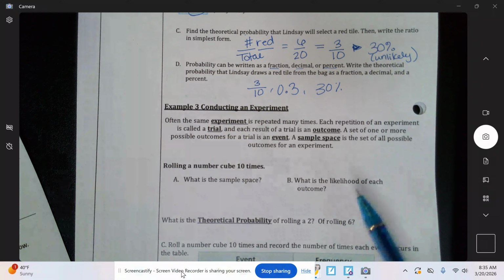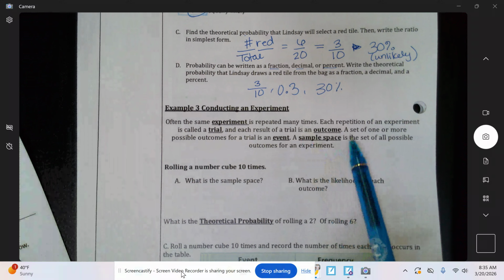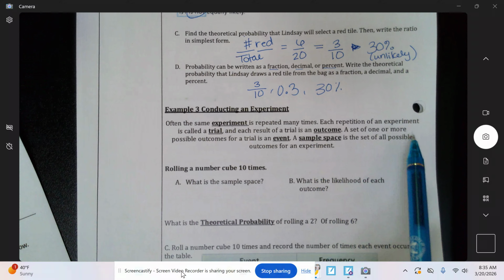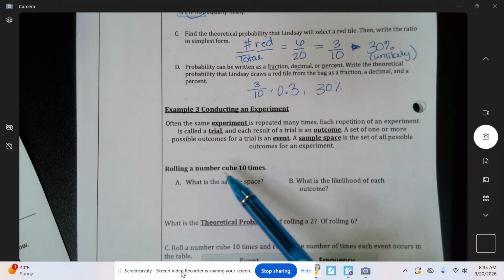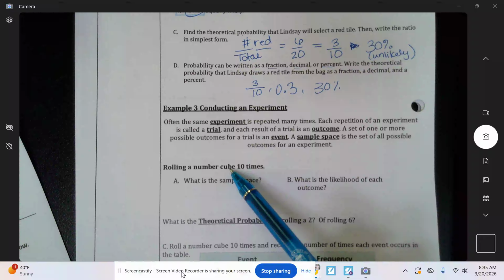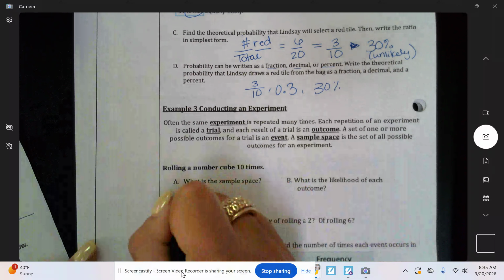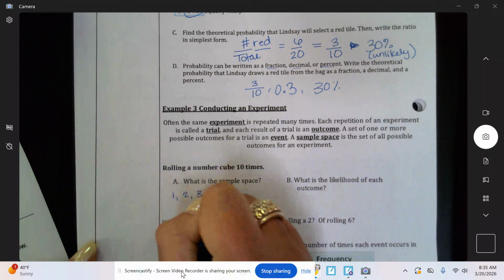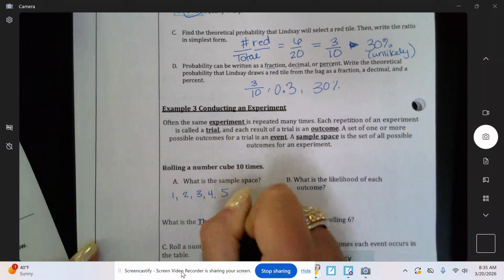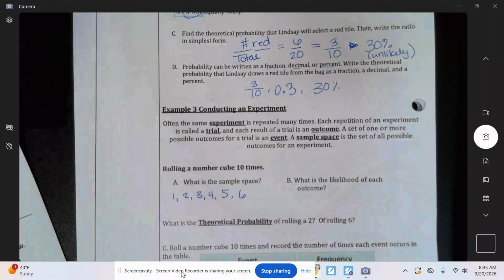Come back up here. A sample space is a set of all possible outcomes. If I'm rolling a number cube, what are all the possible outcomes? We talked about this yesterday. 1, 2, 3, 4, 5, 6. Right, 1 through 6, right? All the possible answers I could get. Not hard, right?